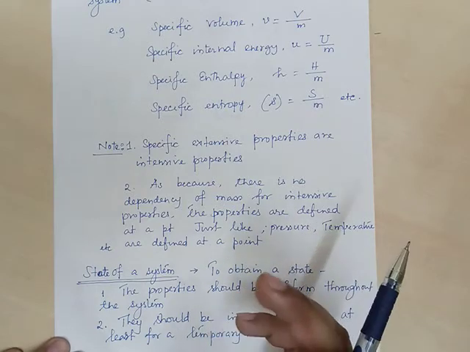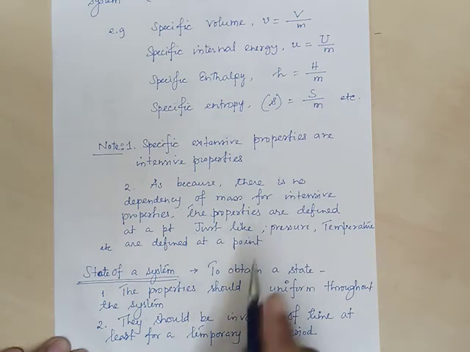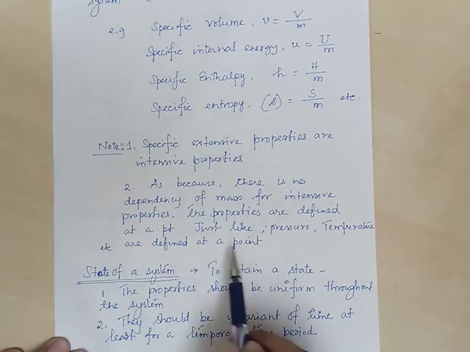Just like the definition of stress, what is stress? Stress is load divided by area. When area tends to 0, the stress has one finite value. That is why we define stress at a particular point. Just like that, we define pressure, temperature, all those parameters at a particular point of a system.